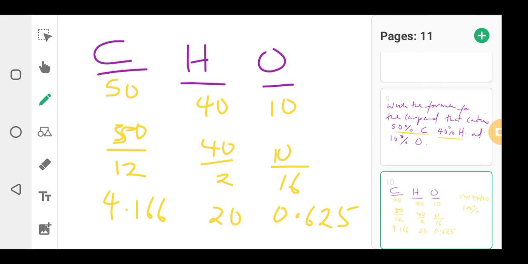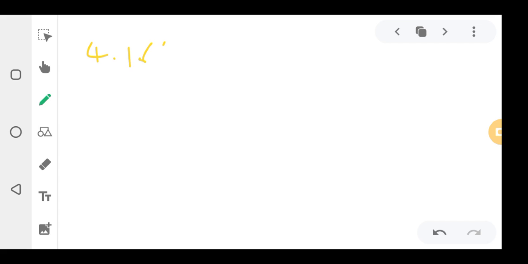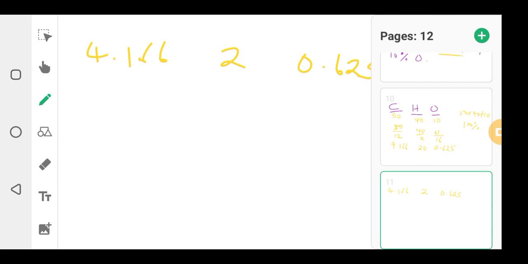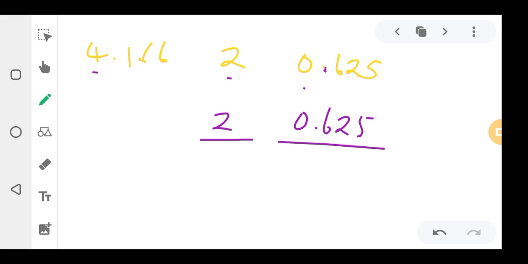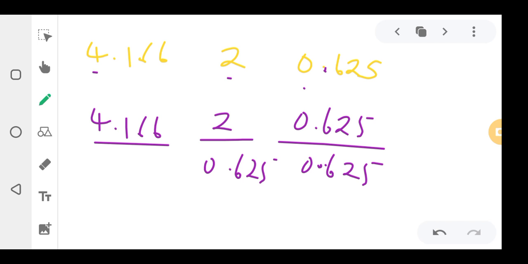So I'll transfer those digits this side: 4.166, 20, and 0.625. Okay? When you reach here, remember I said you pick the smallest number. From these numbers, which one is the smallest? This one starts with 4, this one starts with 20, this one is 0.625, so that is the smallest. Divide all these numbers by the same number, 0.625.